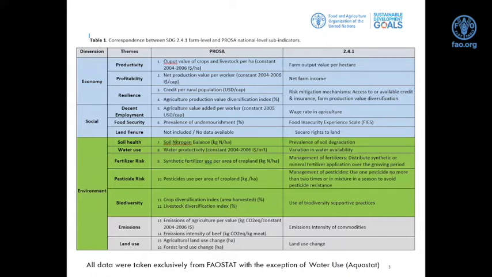Maybe I can just mention at least the details of a couple of the indicators. So for example, if you're interested in how the diversification indices are calculated for crop and livestock, these are basically Gini coefficients that are calculated in terms of area harvested for crops or for number of livestock heads for the livestock diversification index.